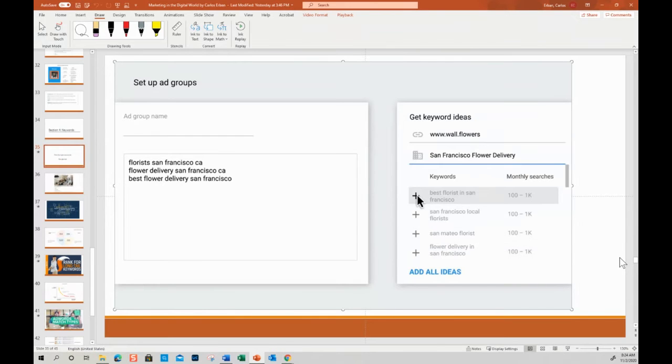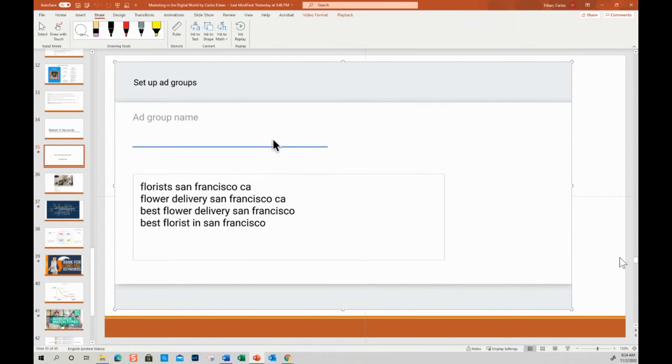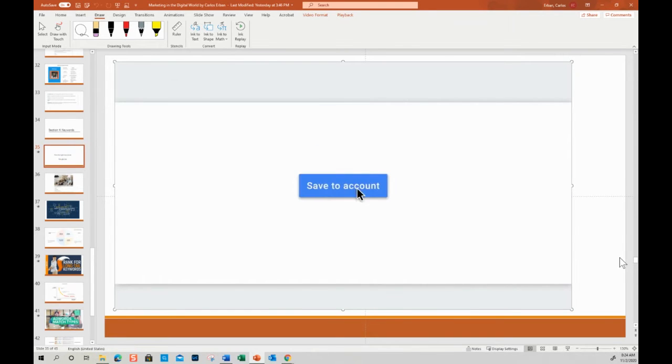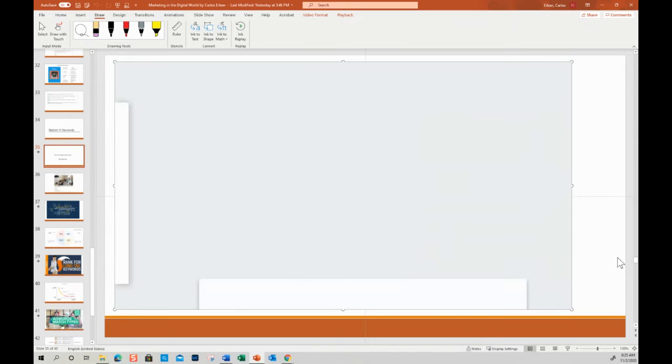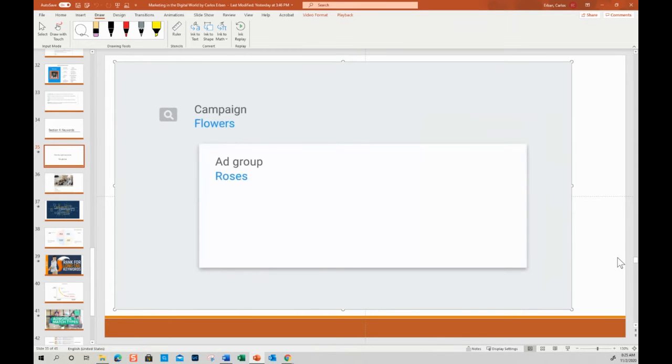Remember to keep related keywords together in their own ad group. All you have to do is name your ad group and click Save these suggestions to your account. That's it. You're done. You've added keywords that people can use to search for the things you offer, namely, really nice flowers. And you've learned how campaigns, ad groups, and keywords all work together, which is an important concept.